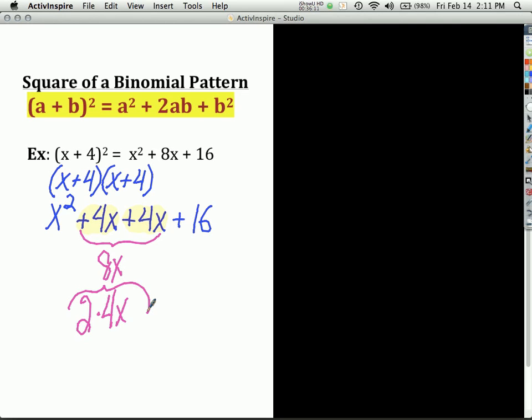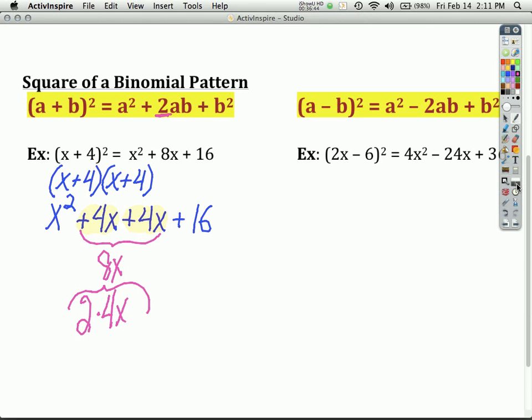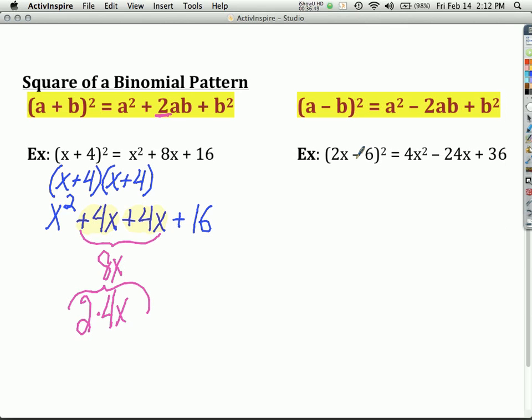And that is why there's a 2 here, because this pattern happens every time. What we're saying is, look, this is really that times that, and then there's 2 of them, so do that times 2, and that will give you the middle term. This is a shortcut. This is an incredibly efficient shortcut. Any questions about that? All right, let's see what happens when there's a subtraction symbol with the binomial.